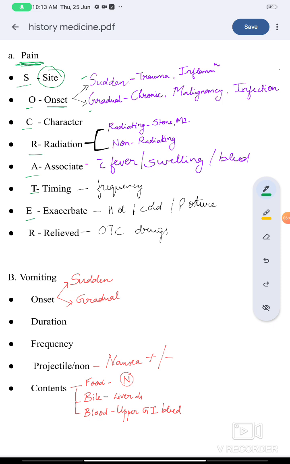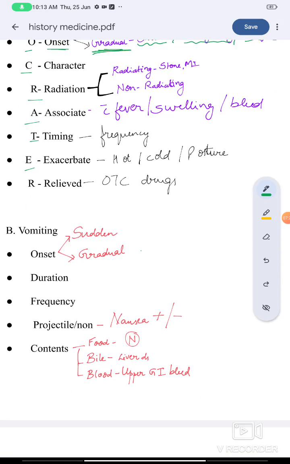So sudden onset of pain indicates possibility of any trauma. Whenever the patient says that he had sudden pain, you have to always rule out the history of trauma. Again, it may be related to inflammation or acute diseases. Now, moving on to the gradual onset. Gradual onset points towards the disease being chronic or malignant or infective.